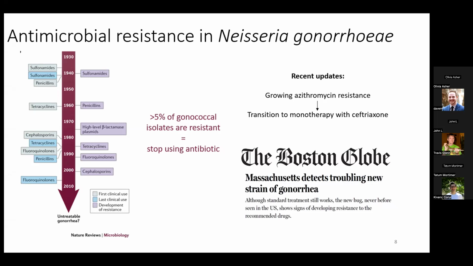Here in the United States, last year in Boston, the Massachusetts Department of Public Health detected two cases with reduced susceptibility to ceftriaxone. These weren't treatment failures yet, but they did have reduced susceptibility, as well as resistance to every other antibiotic we've ever used for gonorrhea treatment. So I suspect that we will be seeing more of these cases here in the United States. And eventually we will meet this 5% threshold for ceftriaxone as well.